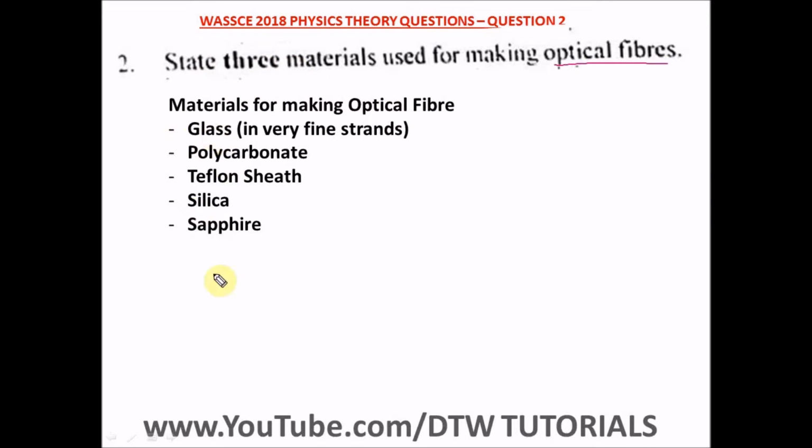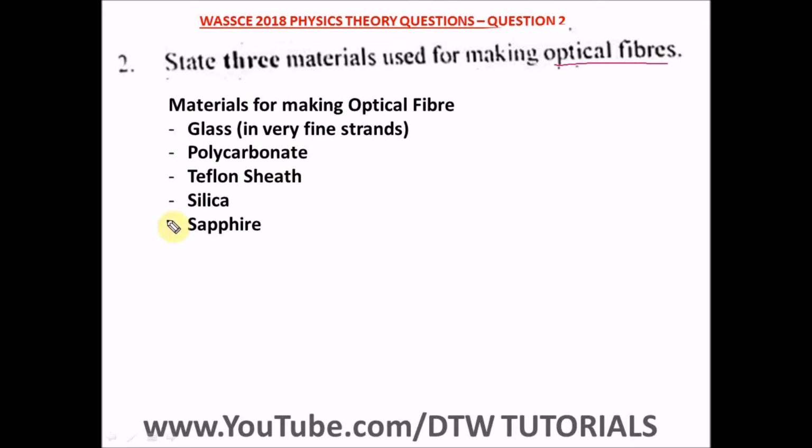It says state 3, but here I've given about 5. So these are the materials you use to make optical fiber: sapphire, silica, Teflon sheet, polycarbonate, and also glass in very fine strands. These are the materials that are used to make your optical fibers, the ones you see even in your common computer cables. That's I think RJ45 cables. Optical fibers are also used in those cables.